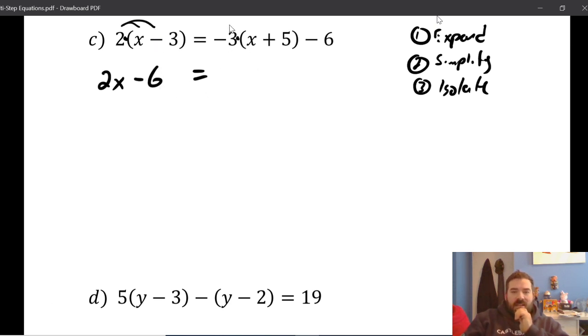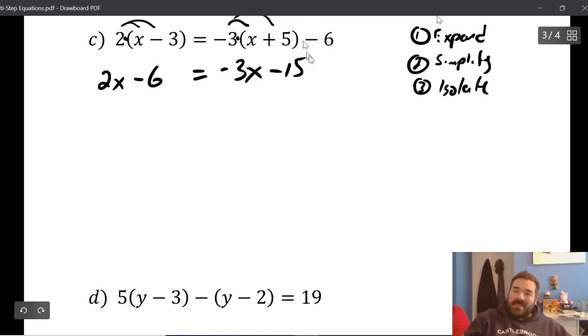Moving on to this right side, negative 3 times x is negative 3x. Negative 3 times 5 is negative 15. And this negative 6 is still hanging around, so let's not forget about him. He just tags on to the end right there. Great, I'm done my expansion.